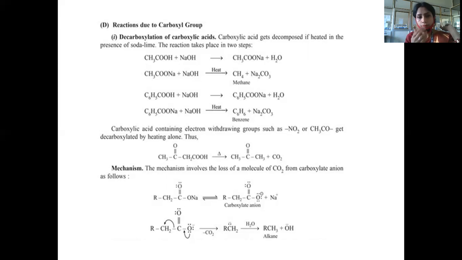alkane is obtained. Now, carboxylic acids which contain electron withdrawing groups, for example, NO2 group or CH3CO group, get decarboxylated by heating only. They don't need to react with NaOH. The mechanism is shown at the bottom. So it involves the loss of a molecule of CO2 from the carboxylate anion as follows.